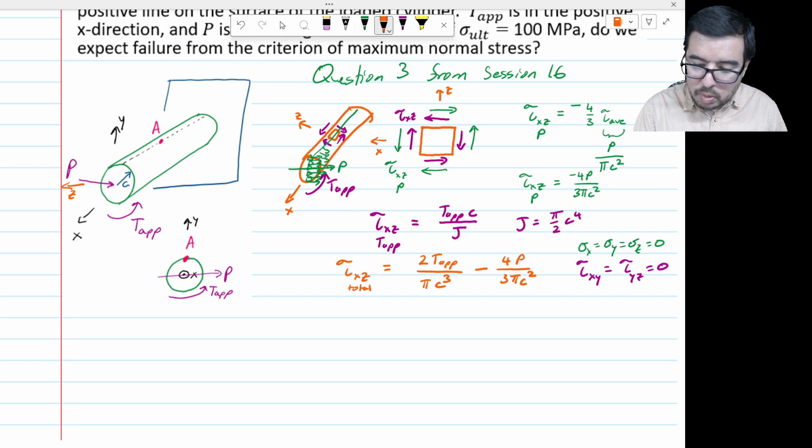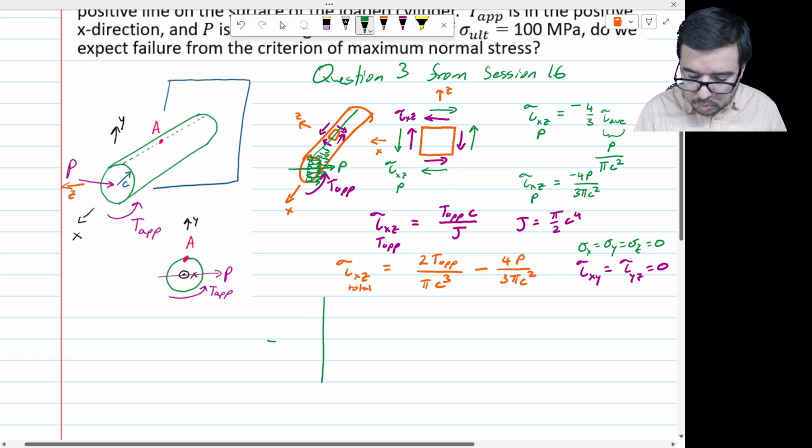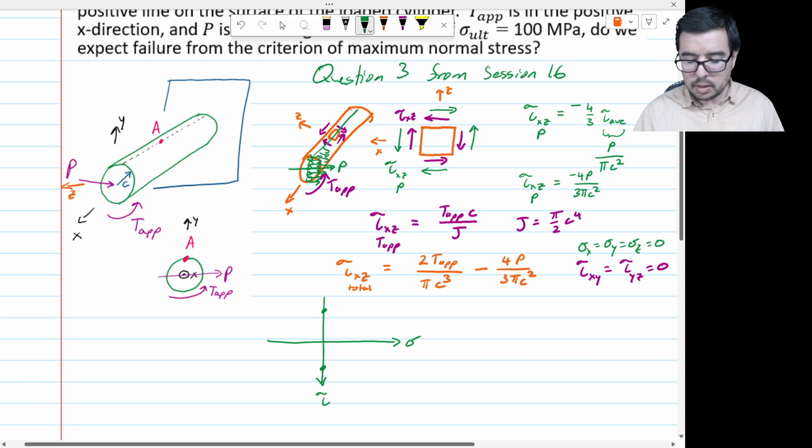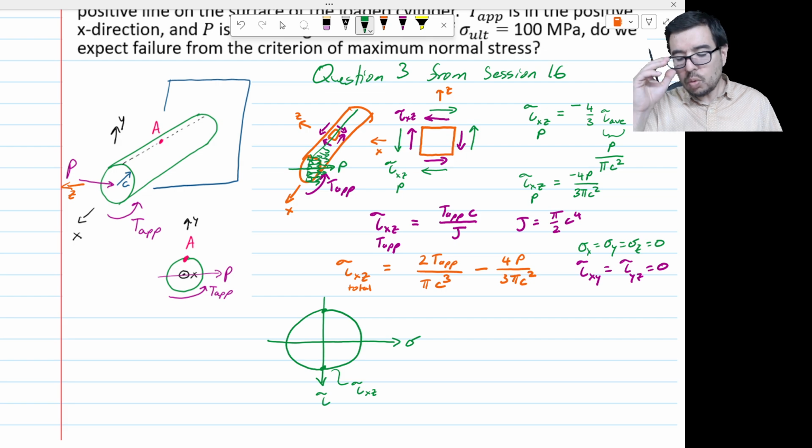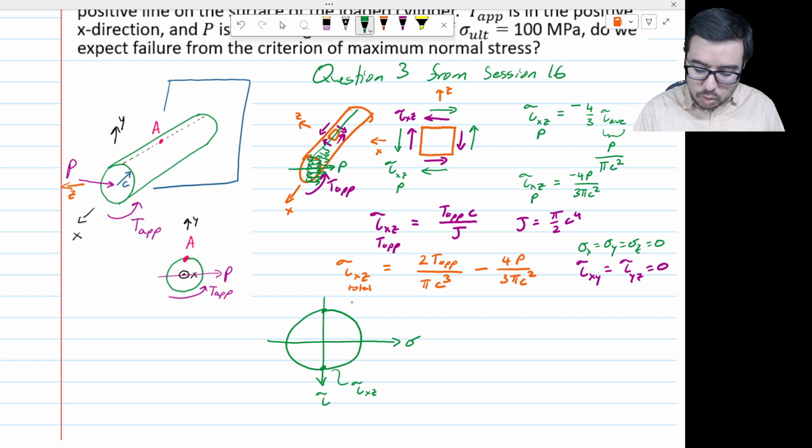So what does it look like on Mohr's circle? Well, here's Mohr's circle. Here's tau. Here's sigma. This is a state of pure shear. So we're going to be like this, okay? I mean, it should be symmetric there. And we can say that this is tau xz. The one at the top here, that's minus tau xz. So Mohr's circle for this system looks like that, okay?